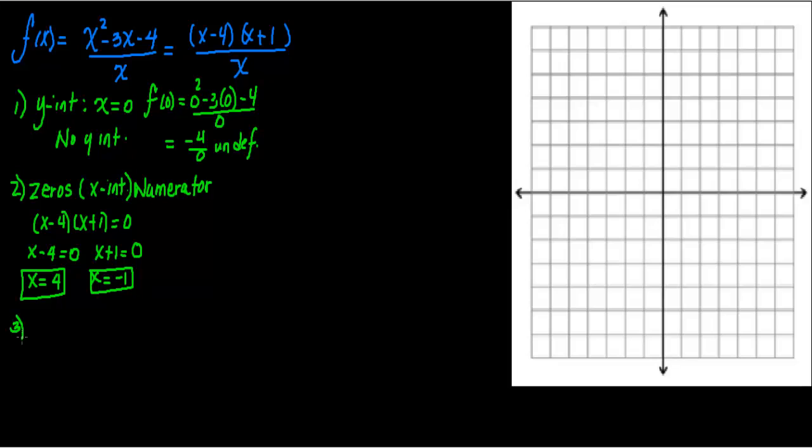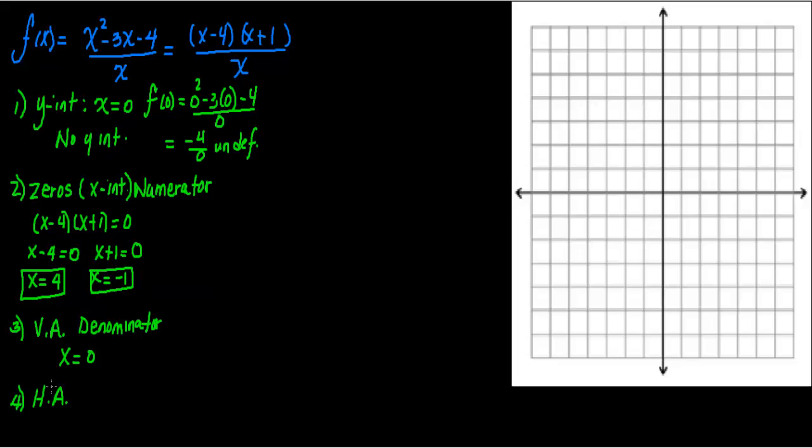Step number 3 is find the vertical asymptotes. To find the vertical asymptotes, we're going to work with the denominator. We set the denominator equal to 0. The denominator is x. So x equals 0 is my vertical asymptote. Number 4 is find the horizontal asymptote.